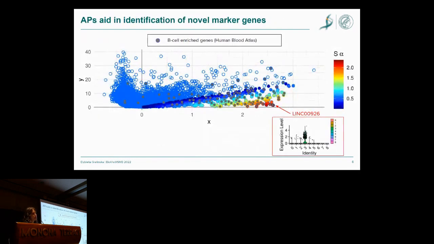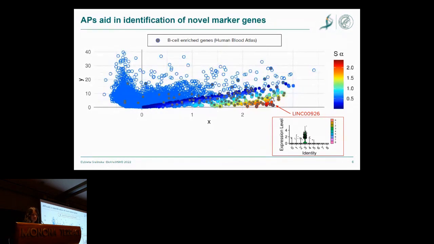We can use S-alpha scores also to find novel marker genes in our data. This is again the same association plot which I showed you on the previous slide. In this case, with the gray color, I highlighted the genes which are known to be B-cell enriched. These are the genes obtained from the Human Blood Atlas. And if we would be looking for novel marker genes characterizing B cells, we would have to look for genes with high S-alpha score, but these genes shouldn't be annotated as B cell markers.